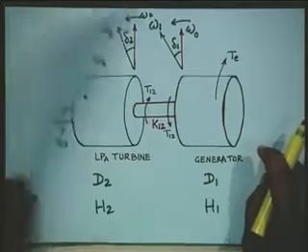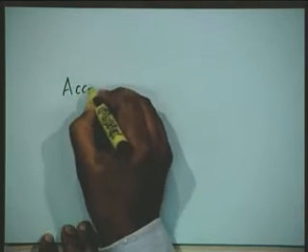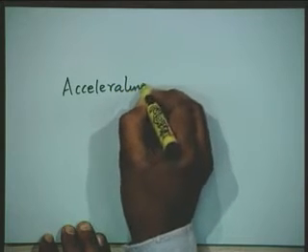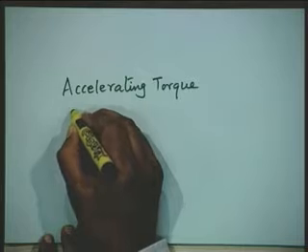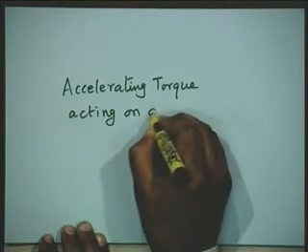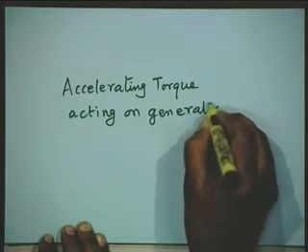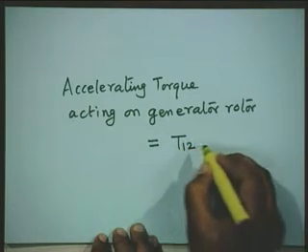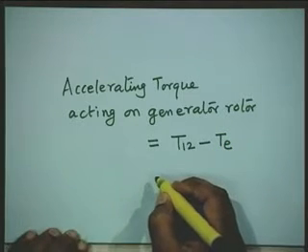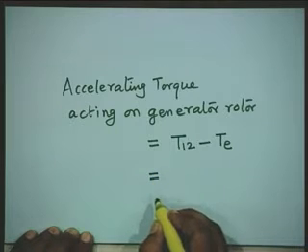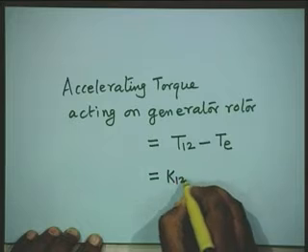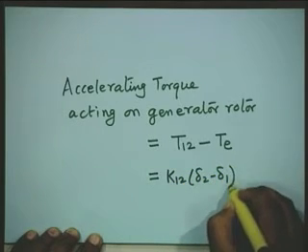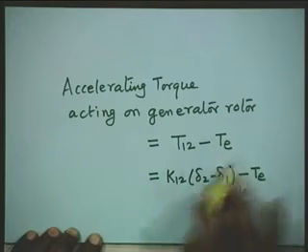Now, in order to write the equation of motion for the generator, let us write down the accelerating torque acting on the generator rotor. The accelerating torque acting on the generator rotor is equal to T12 minus Te. Now, this T12 can be expressed as K12 into delta 2 minus delta 1, minus Te. Therefore, the accelerating torque which is acting on the generator rotor is this.